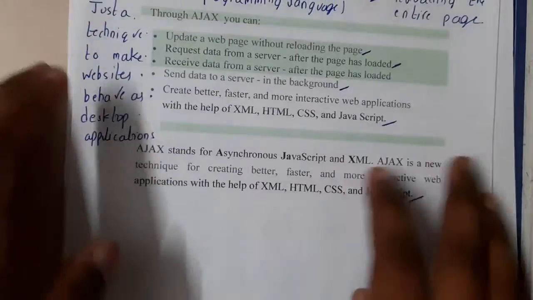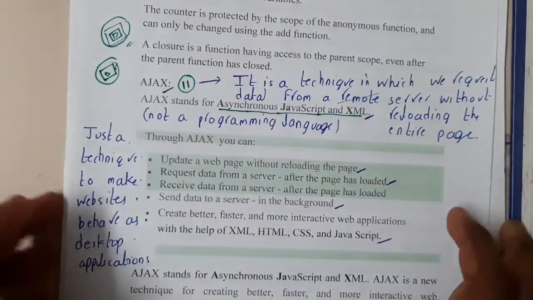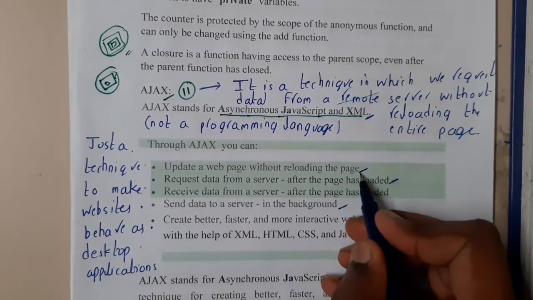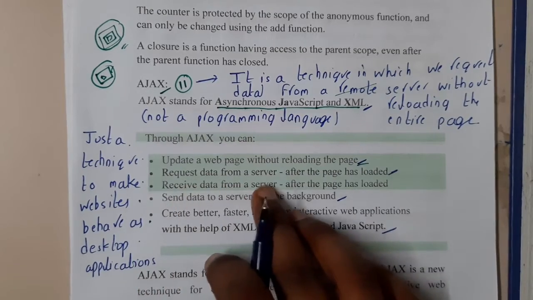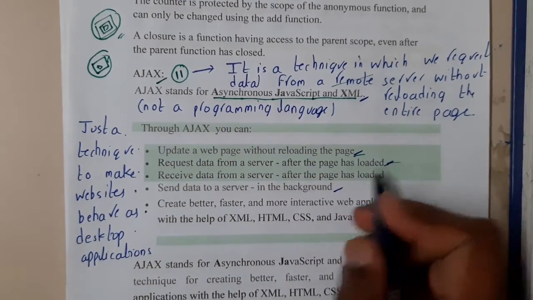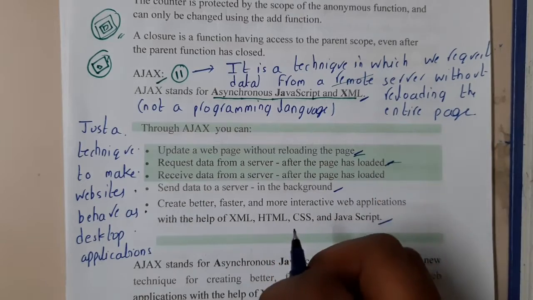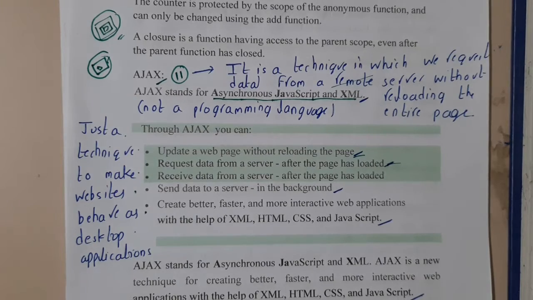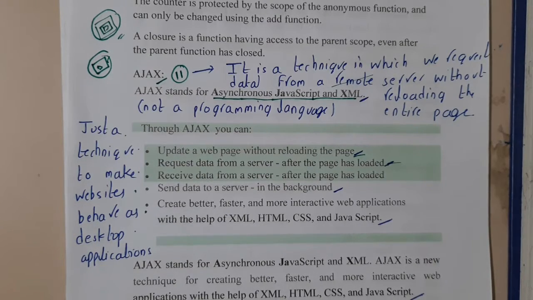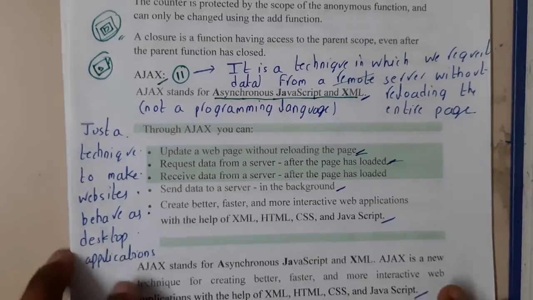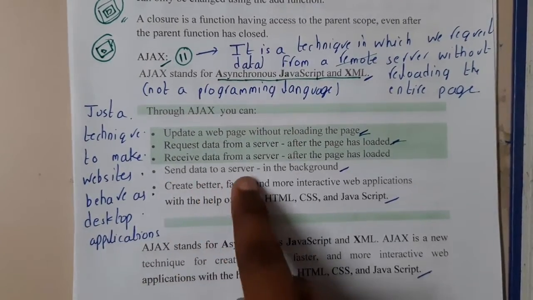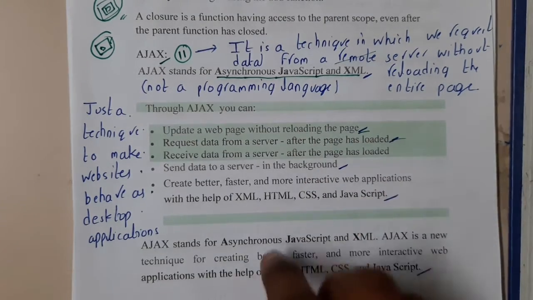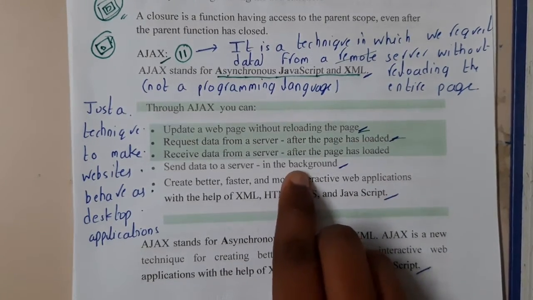Let us go through some points about AJAX. It updates a web page without reloading the page. It requests data from a server after the page has been loaded. Once the page has been loaded, it will start requesting data when you do some operations, guys. The only thing is that it is really fast and it works asynchronously. You'll understand what is meant by asynchronous also, don't worry. It sends data to the server in the background. It does all that process in the background.